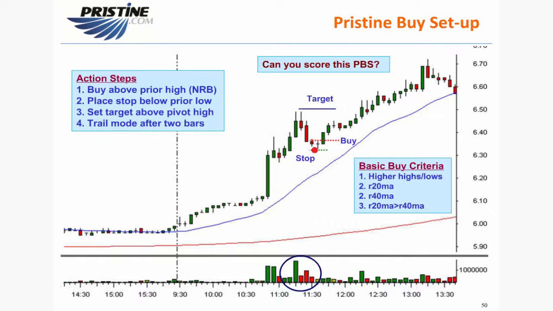So this is a nice little setup that you could look to play long for a move up into and through the prior high. And again, this is only something you would be looking to do assuming it fits within your trading plan. You're going to enter over the high, stop below the low. You figure out how many shares you're going to be trading based on your risk. And then you've got your target or targets in place.